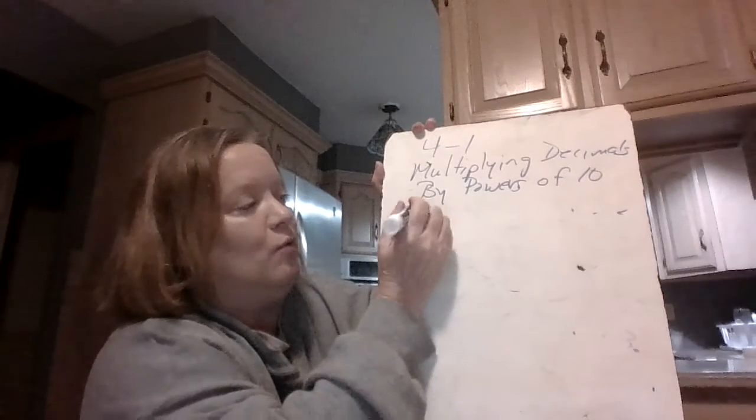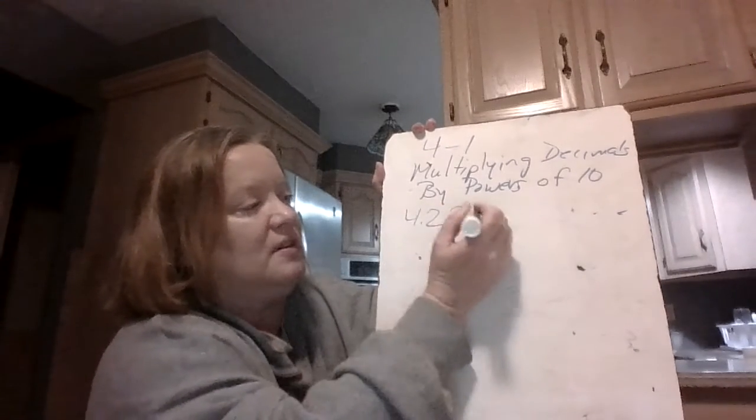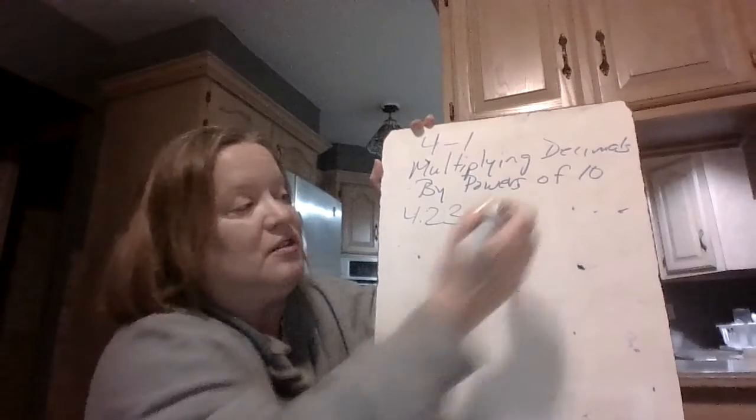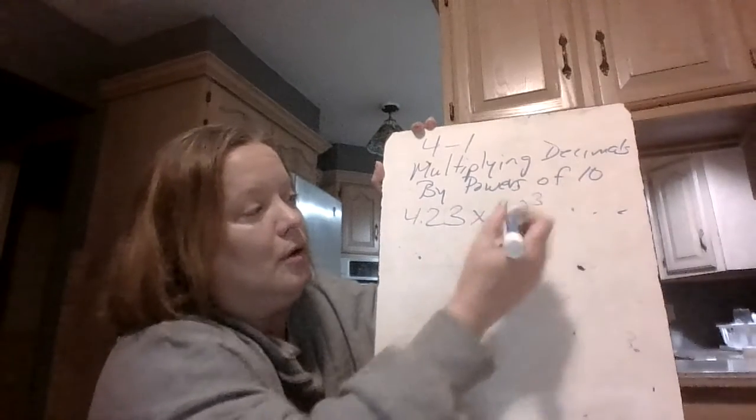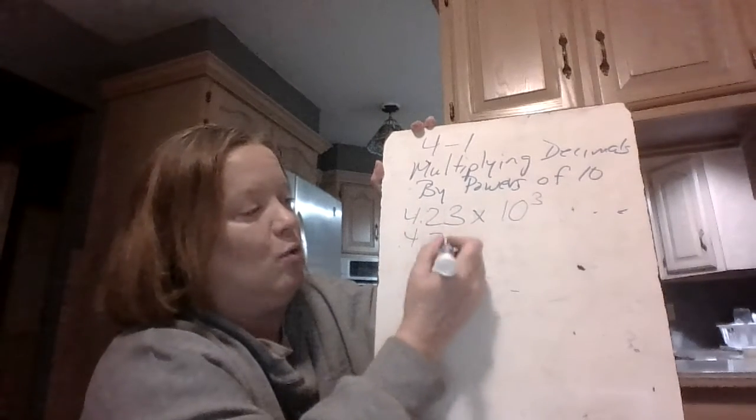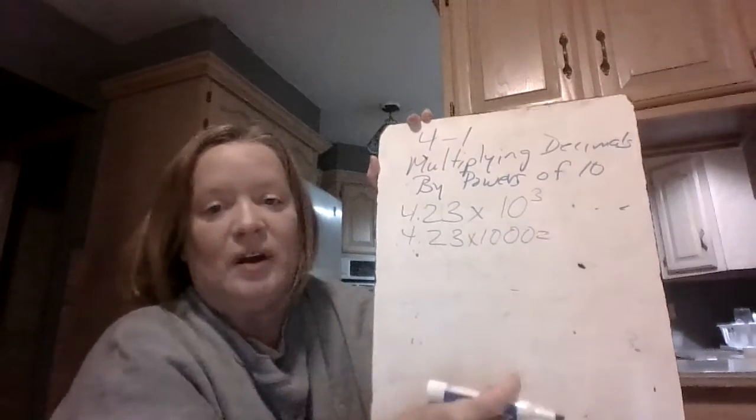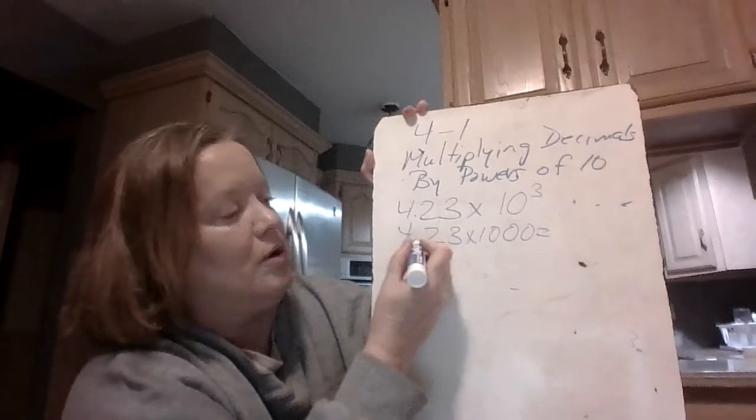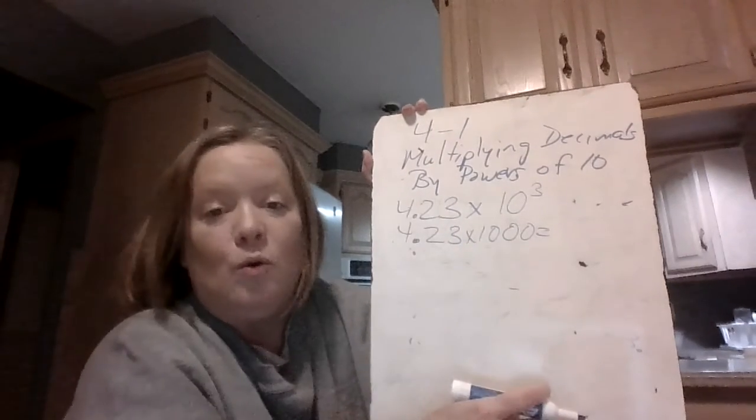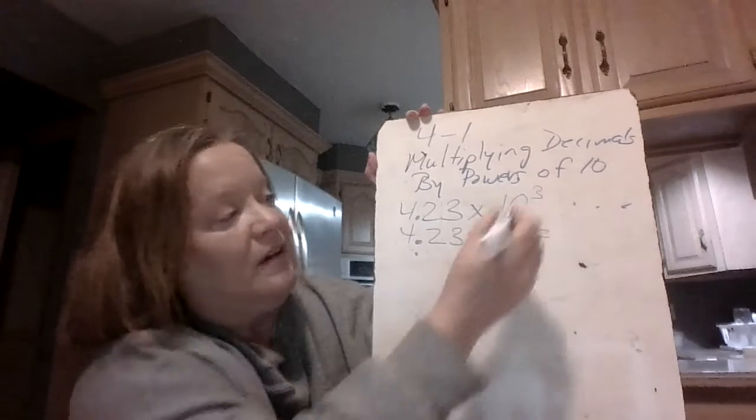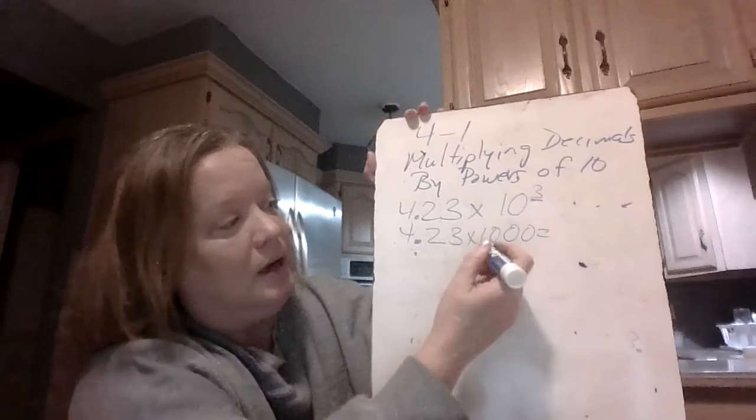Let's say it was 4 and 23 hundredths times 10 to the third. Well, that's the same as having 4 and 23 hundredths times 1,000. This is where it gets a little tricky. I'm going to darken these so you can see these. Well, you have 3 zeros in 1,000.